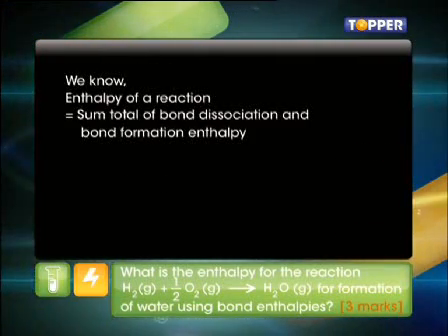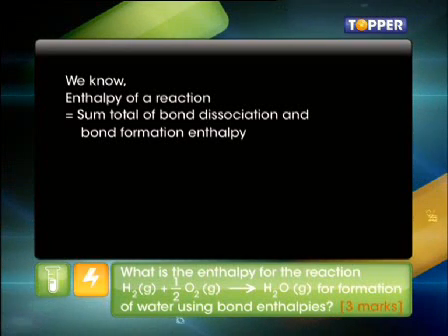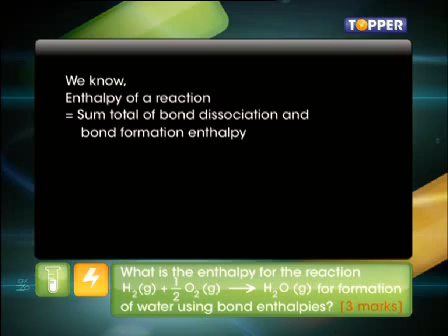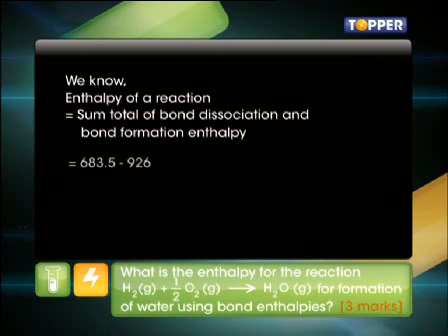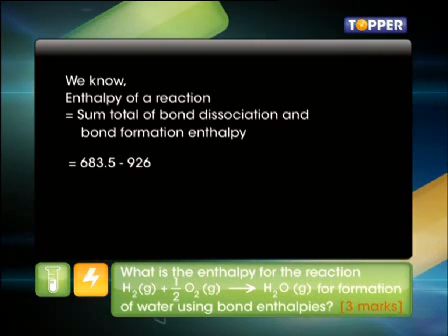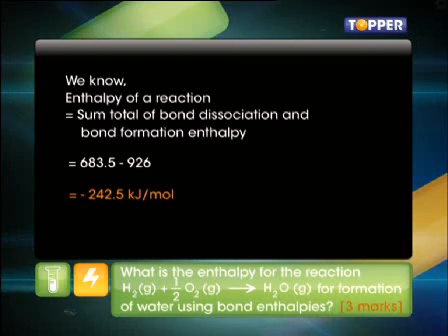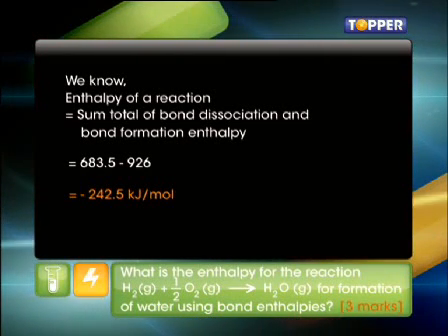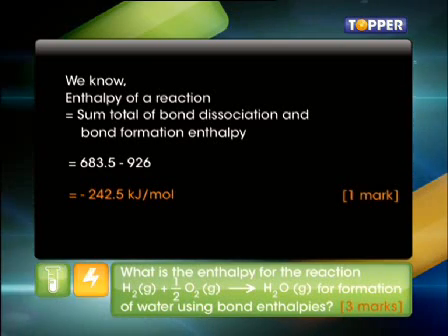As you know, enthalpy of a reaction is equal to sum total of bond dissociation and bond formation enthalpy. On substituting the values, you will get the answer as minus 242.5 kilojoules per mole. And this final step gets you your final 1 mark.